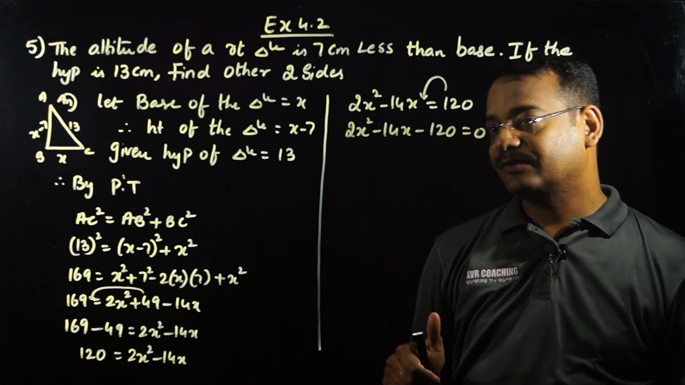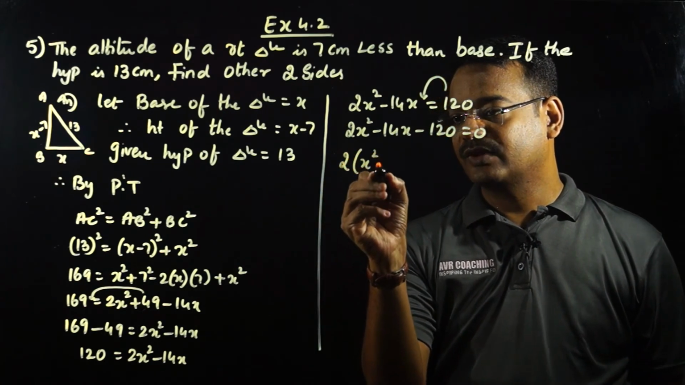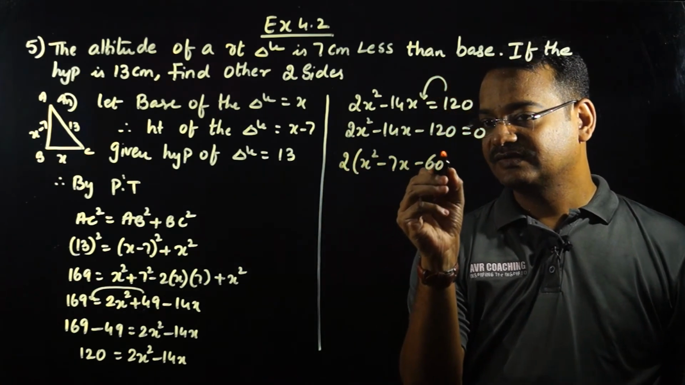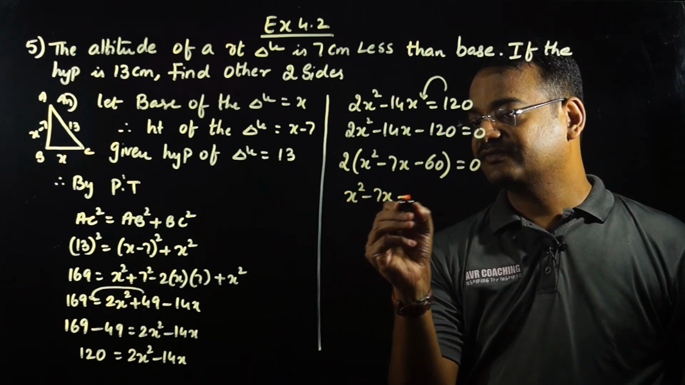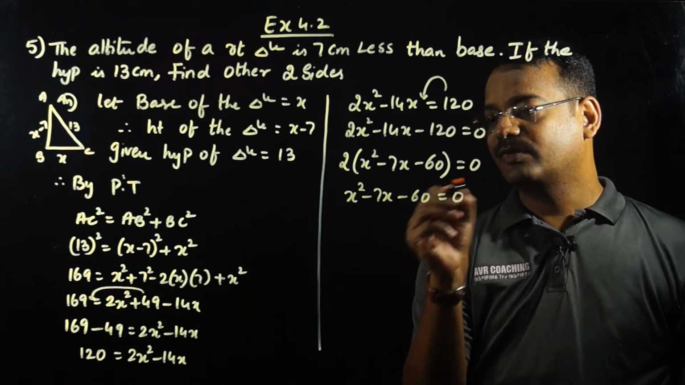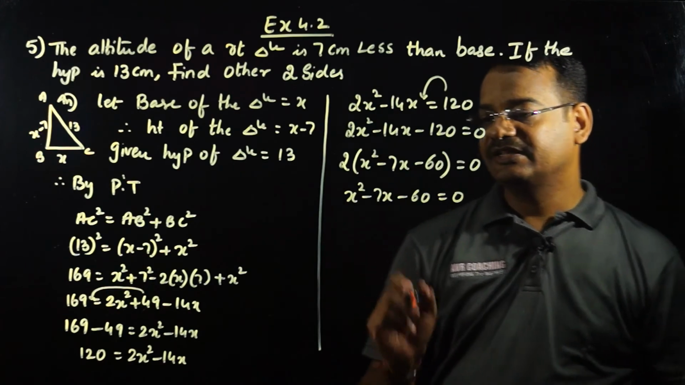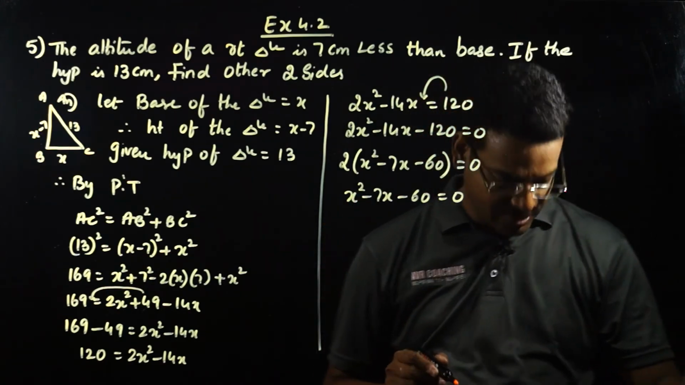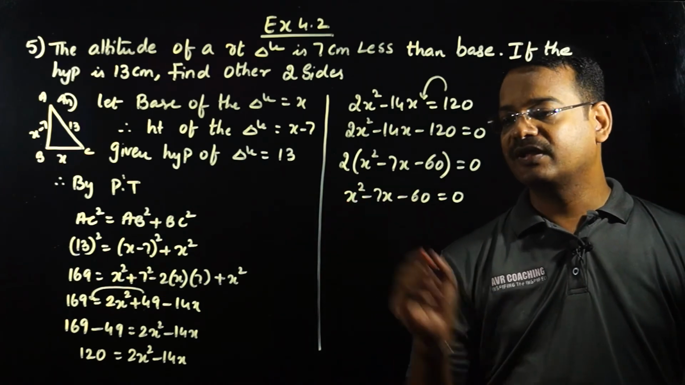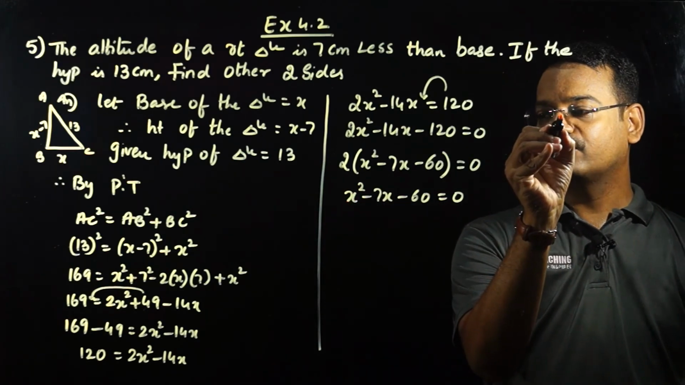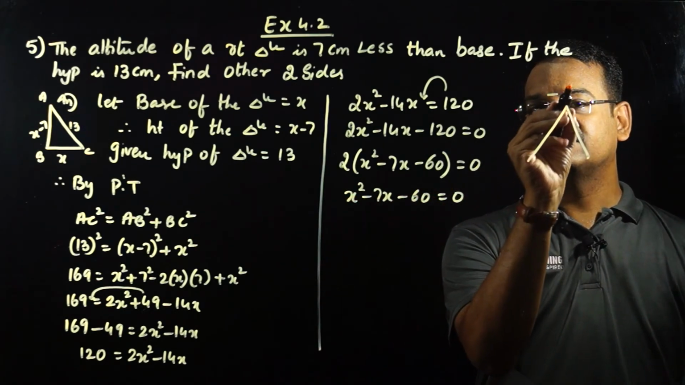Now if you clearly observe, we can take 2 common out of the whole equation, that is x square minus 7x minus 60 equal to 0. This will be x square minus 7x minus 60 equal to 0 after dividing by 2. Now this is the quadratic equation where we will be splitting the middle term. So the first step is writing the product of the coefficient of x square and the constant. 1 into minus 60 is minus 60.